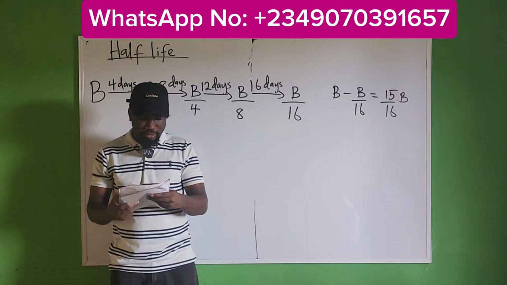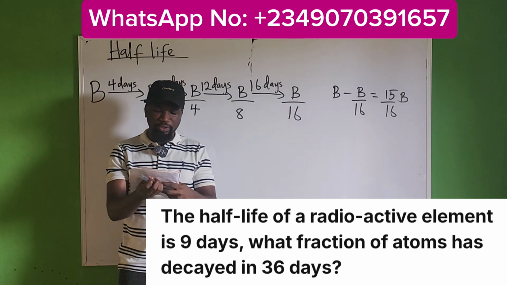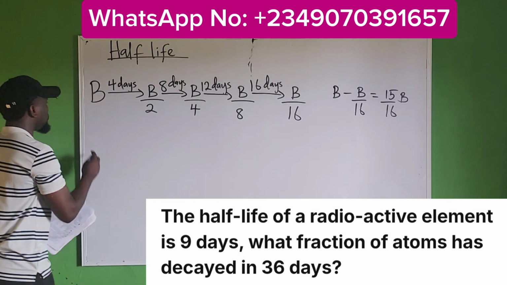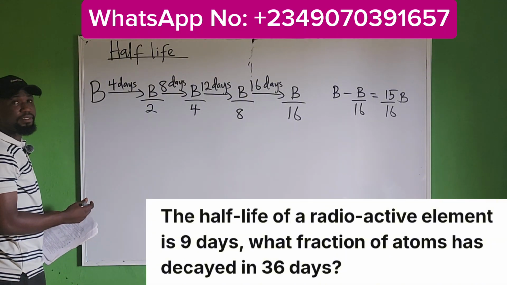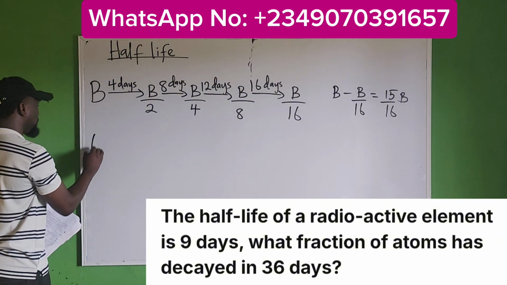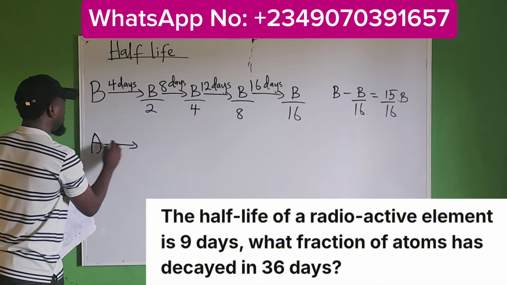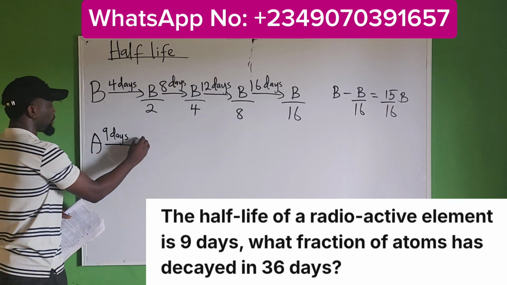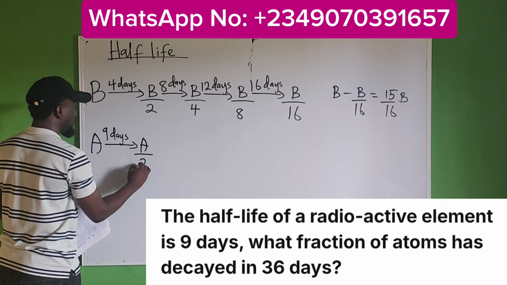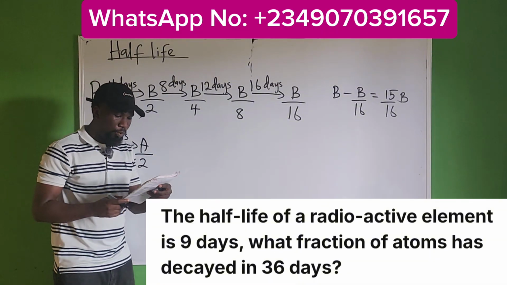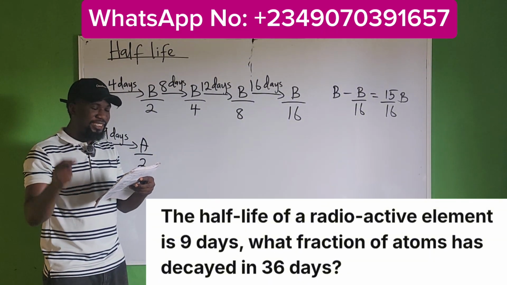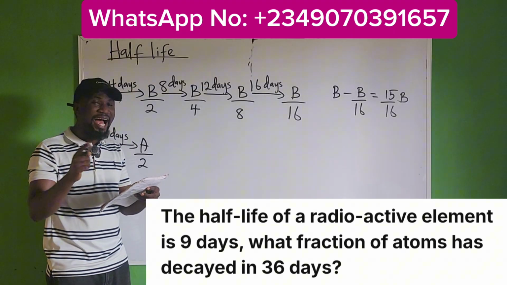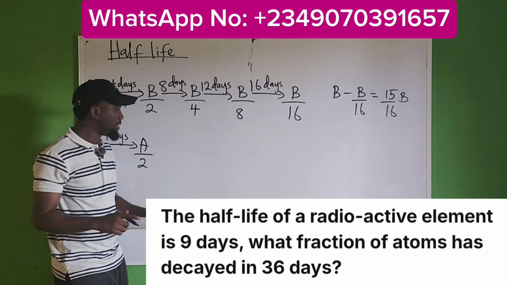All right, so let's move to the very last question. The last question says, the half-life of a radioactive element is 9 days. So let's make the value for the atom to be, let's use A. So the half-life is 9 days. So half of this will give us A divided by 2. What fraction of atoms has decayed in 36 days?